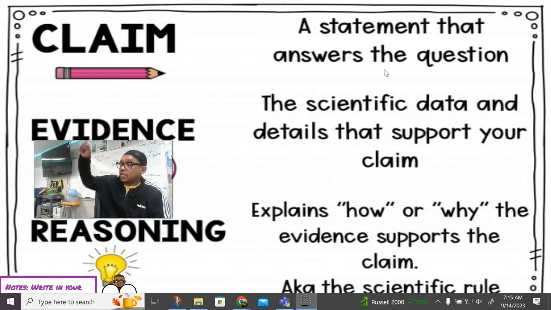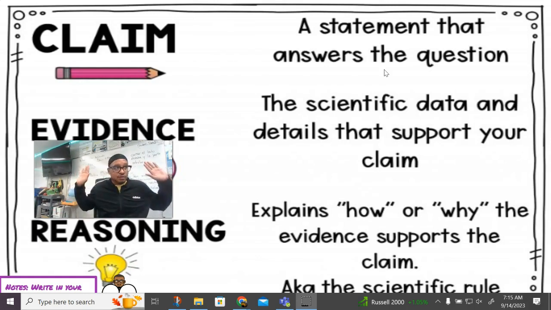Now, I dropped a clay ball from the height of 1 meter. It hit the ground and did not bounce. Boom, that's it. I'm not trying to explain how that connects to my claim. I'm just stating again what happened when I did the lab experiment. That's how evidence should work, okay?